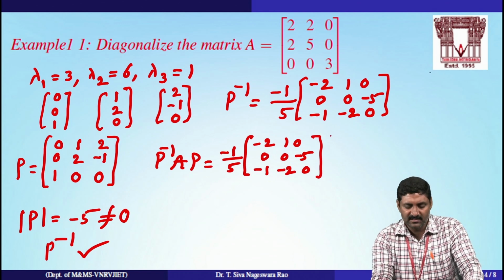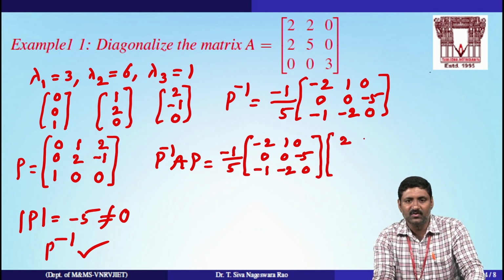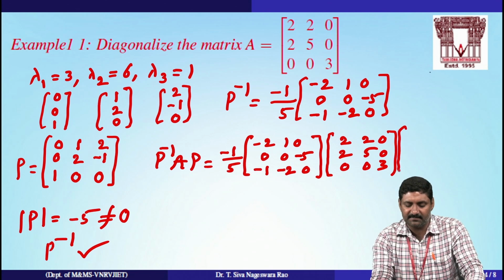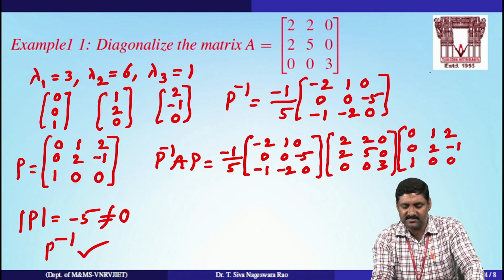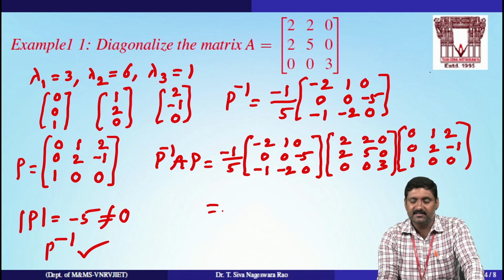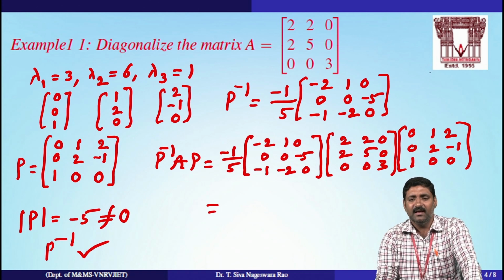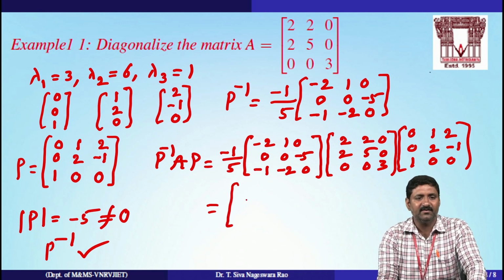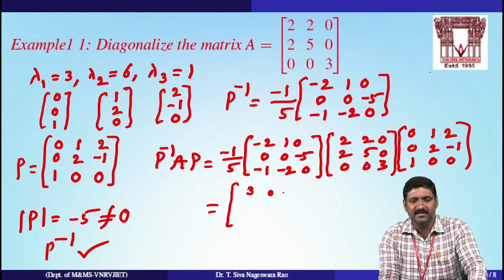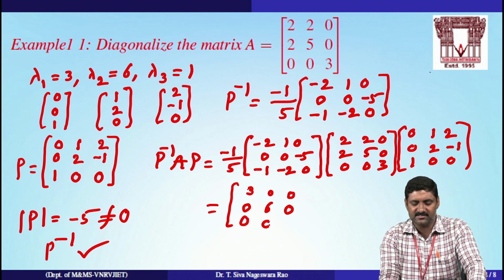This is P inverse. Now, the given matrix capital A is 2, 2, 0, 2, 5, 0, 0, 0, 3. Again, we will multiply this with capital P. What is capital P? The model matrix is 0, 1, 2, 0, 2, minus 1, 1, 0, 0. If you multiply these three matrices, and later multiply that resultant matrix with minus 1 by 5, you will get the diagonal elements as 3, 0, 0, 0, 6, 0, 0, 0, 1.